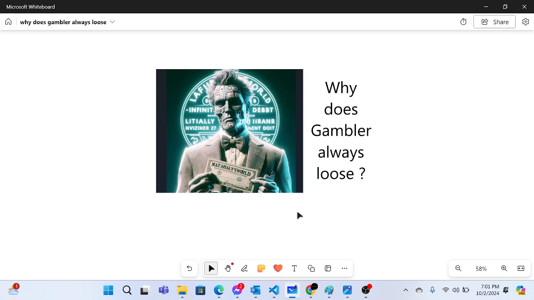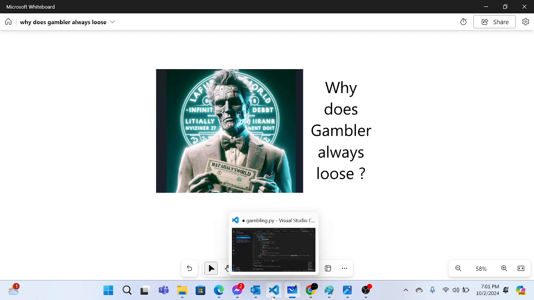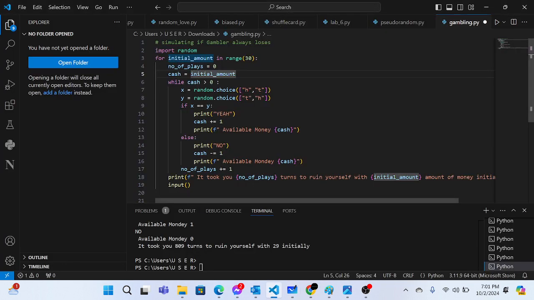Okay, guys, I want to show you something today. I want to show you a simulation where I'll show you that almost always a gambler is likely to lose no matter how much money he comes up with. So here's a program. This program tries to simulate how or why a gambler always loses. It's not really that complex.